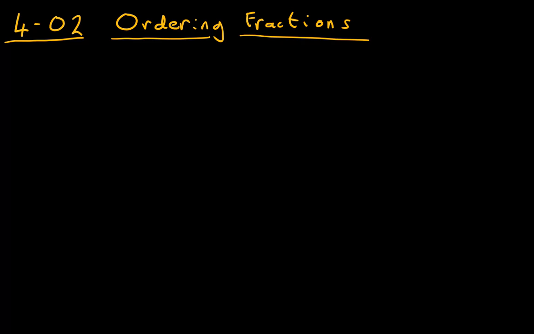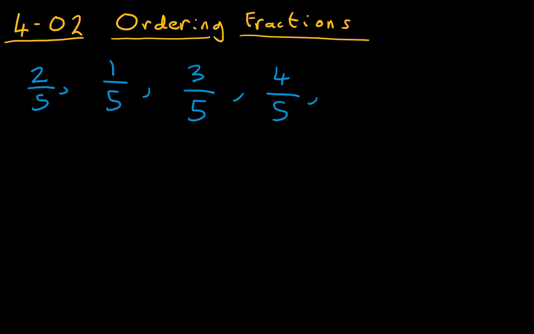If we're asked to order 2/5, 1/5, 3/5, 4/5, 0/5, and 5/5, those all have a denominator of 5. So we can order those on a number line. So let's do that.